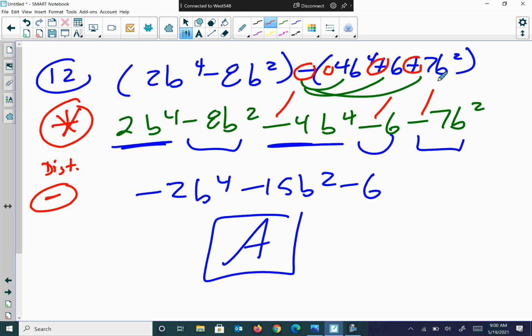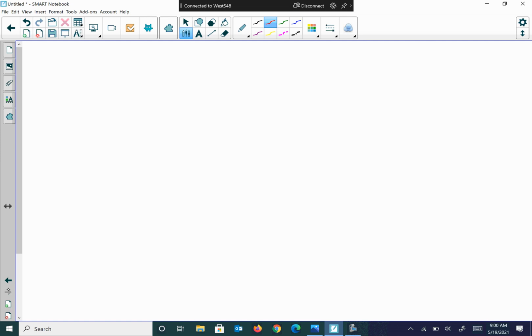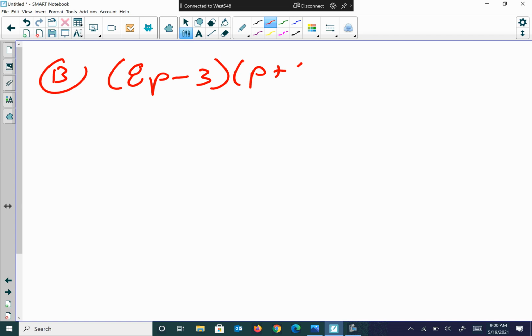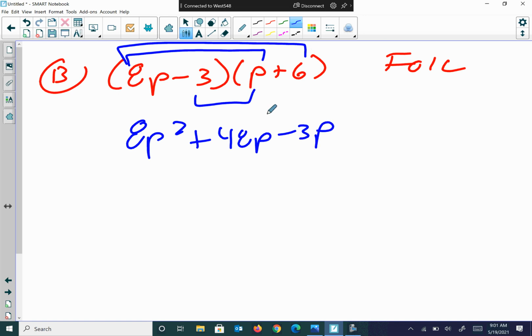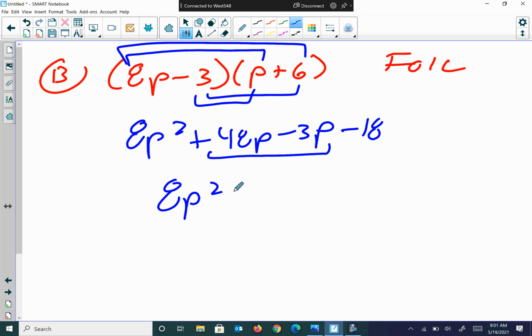Can I go to 13? 13, we're just foiling it together. So this is a FOIL problem. Okay, so that gives me 8p squared, plus 48p minus 3p minus 18. So I get 8p squared. Those are like terms. 48 minus 3 is 45.